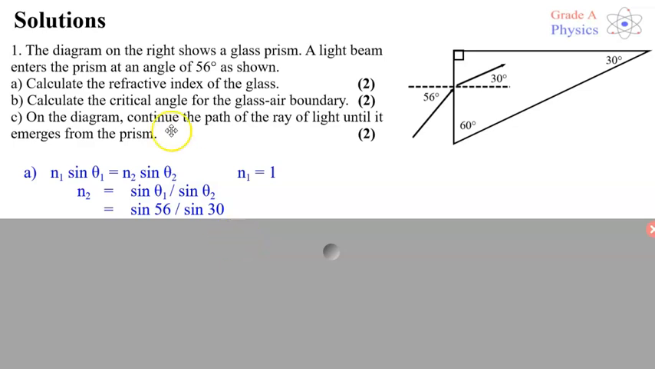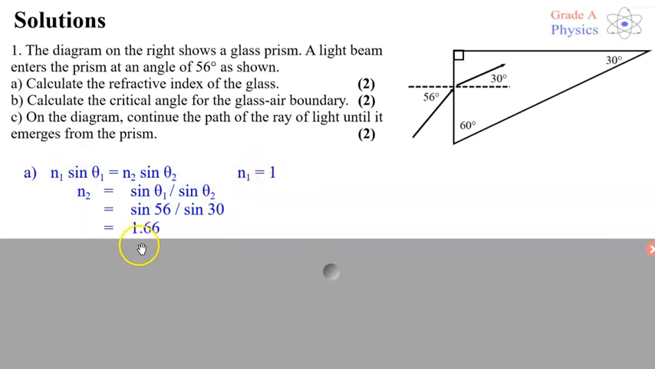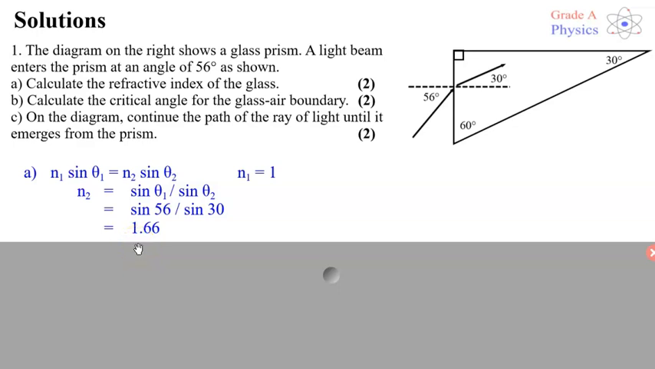So we're trying to find the refractive index of the glass, which is N2. So we can make N2 the subject, so divide both sides by sine theta 2. And we've said that N1 is 1, so we can get rid of that. So it's just going to be the ratio of the sines of the angle. So sine of theta 1, or sine of angle of incidence, 56, divided by sine theta 2, sine 30, sine of the refracted angle, and we should get 1.66.